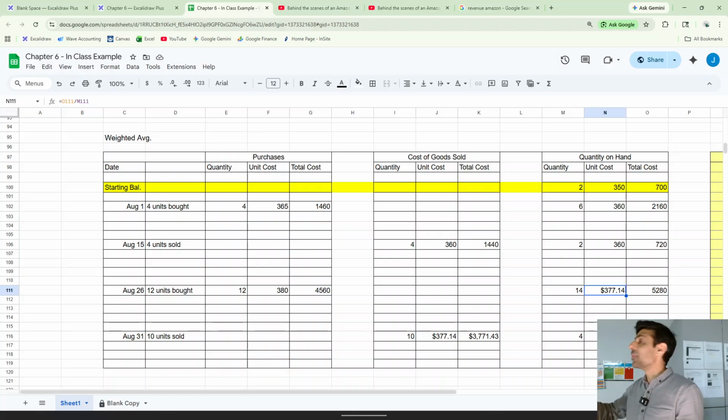Okay, so that's a key thing to remember. Weighted average, you only recalculate it when you have a purchase transaction. Sales transactions, you just use the weighted average that you've already calculated. Okay, everyone clear on that? Well, we're going to find out because we're going to do a practice problem now.